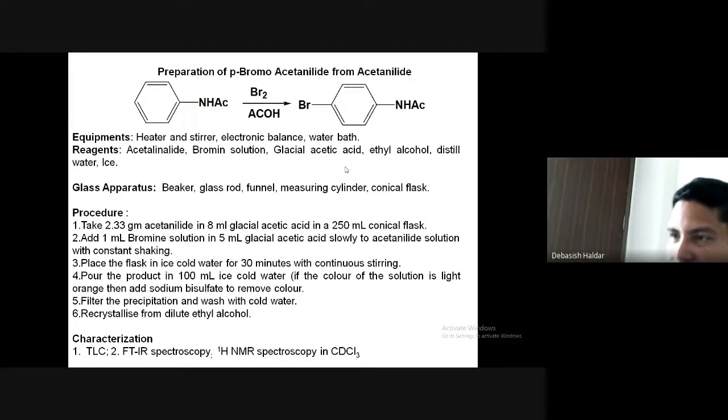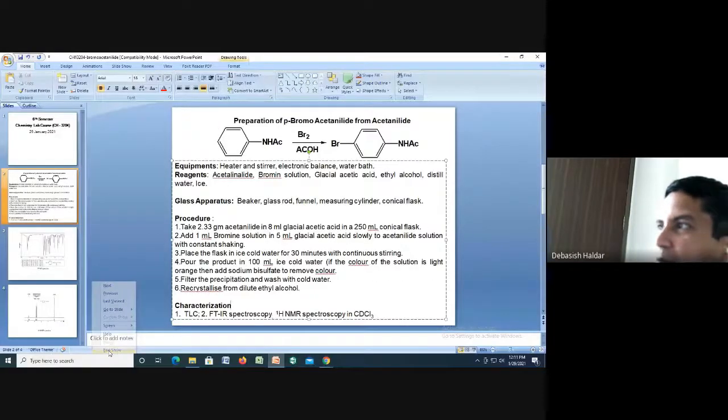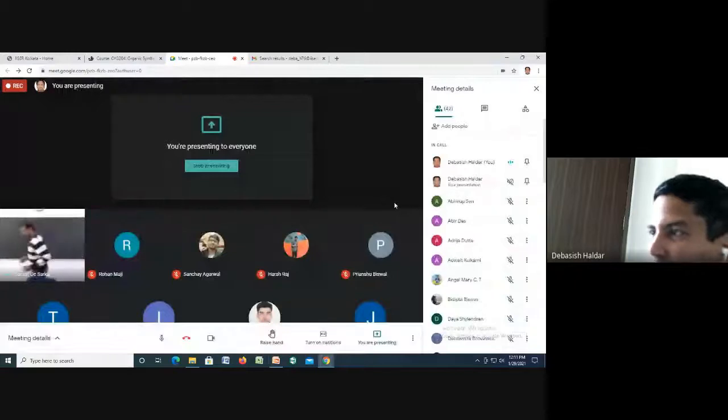The para-bromoacetanilide in water solution will precipitate out. We'll filter that precipitate, wash with cold water, and recrystallize from alcohol. So that's it for now, what we have to do. And now Shumon will discuss the mechanism of this reaction.